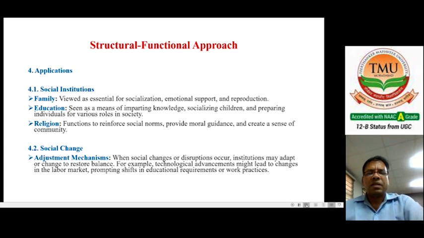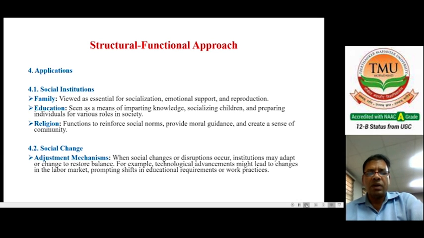Religion functions to reinforce social norms, and these social norms provide moral guidance, and this moral guidance creates a sense of community. So here I am talking about the structural functional approach and its applications. The first application is in social institutions. The second application is in social change.